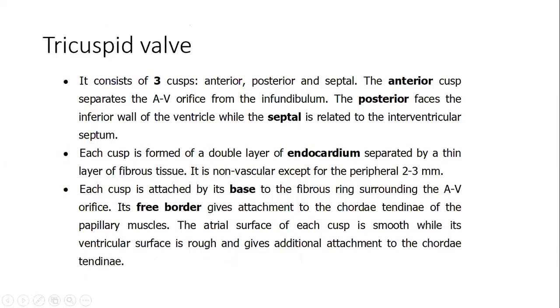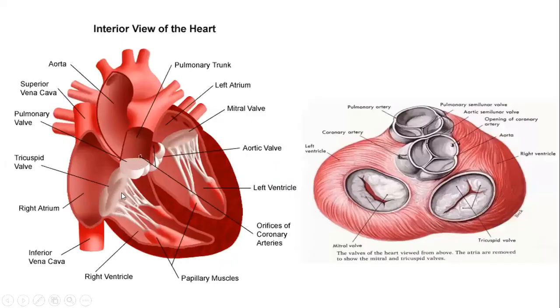So it is made up of a double layer of endothelium, separated by a thin layer of fibrous tissue. So these two layers are again separated by a thin layer of fibrous tissue in between. If you see, this is the picture showing you the tricuspid valve. So if you take a section at this level, then you see like this. If you remove both the atrium and the ventricle below, these are the openings.